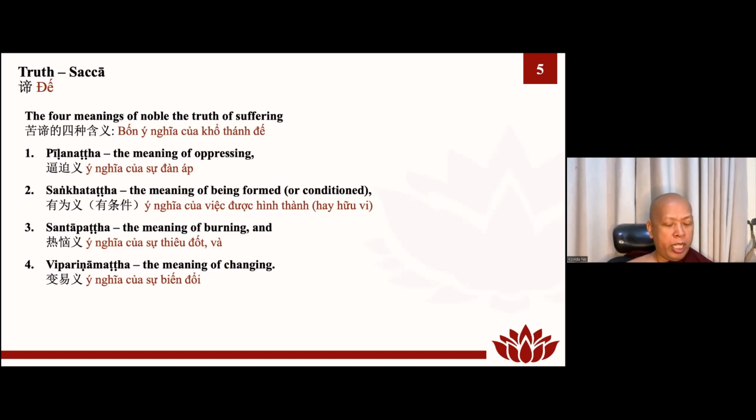So actually, there are many other explanations of burning. For example, we have to feel mental pain, sometimes because of bodily pain, sometimes because of defilements, right? Burning. It's like a burning. That's what this is also called. One of the meanings of dukkha satya, the noble truth of suffering.